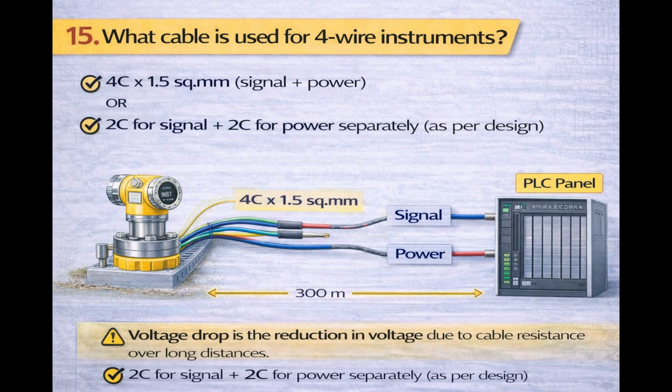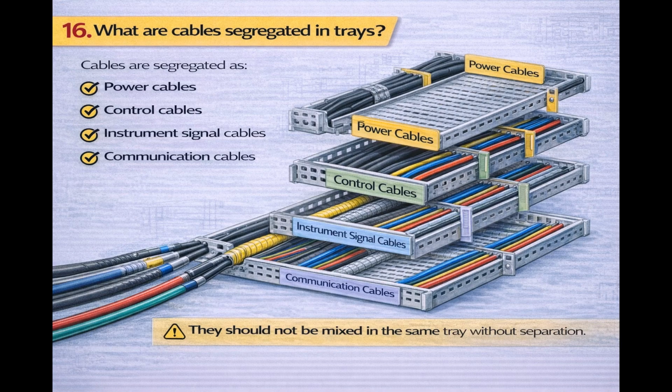What cable is used for 4-wire instruments? 4-core, 1.5 square millimeter, signal plus power, or 2-core for signal plus 2-core for power separately, as per design. How are cables segregated in trays? Cables are segregated as power cables, control cables, instrument signal cables, communication cables. They should not be mixed in the same tray without separation.